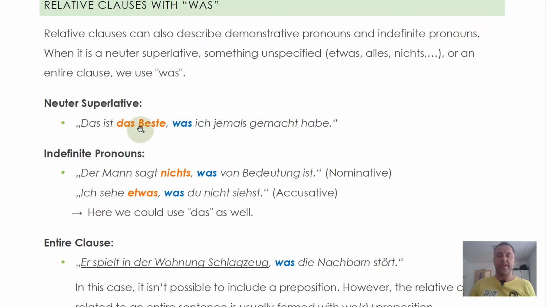But pay attention, it has to be neutral. So it's not if you say, das ist der Beste, den ich je gesehen habe. No was, because it's der Beste. So here it has to be the das.